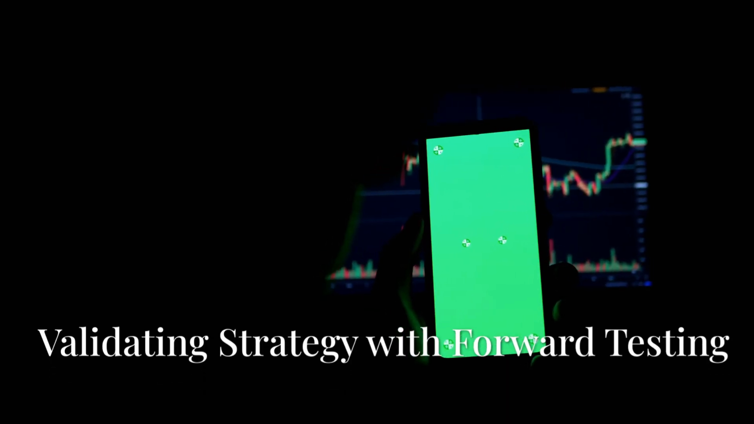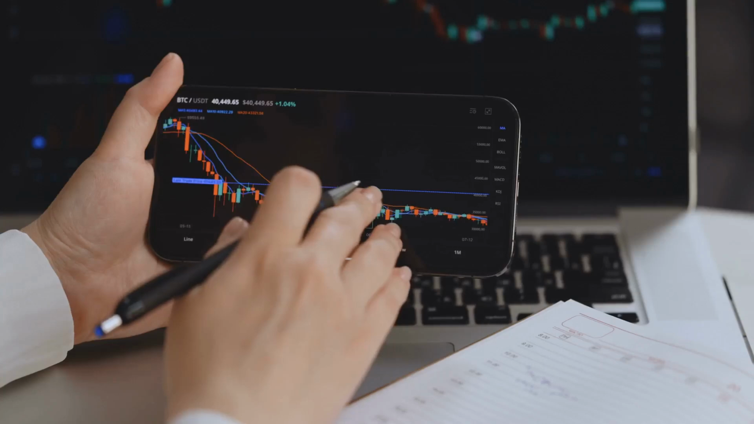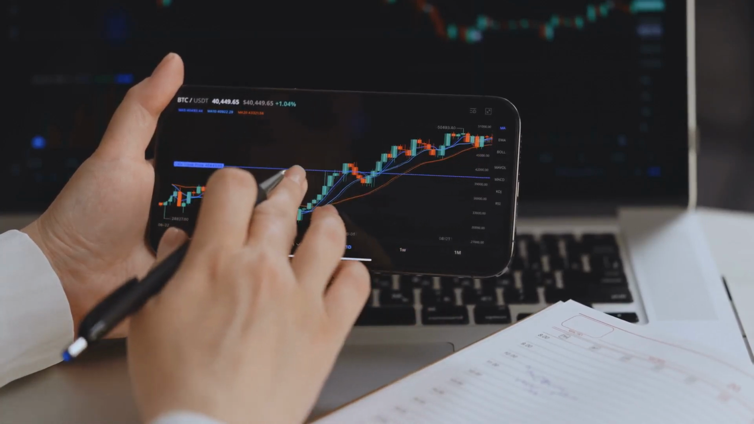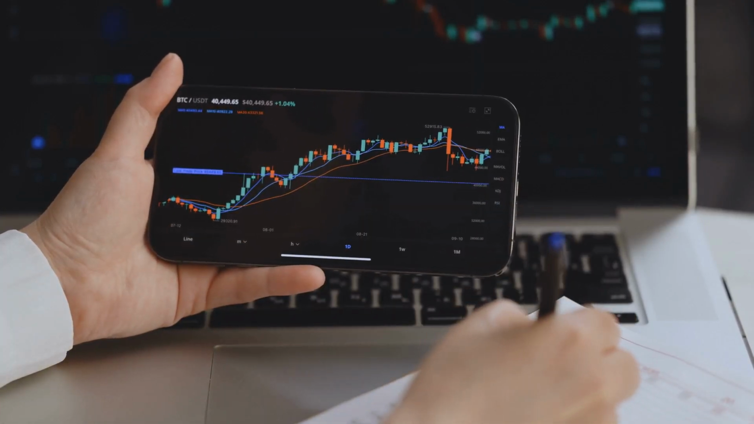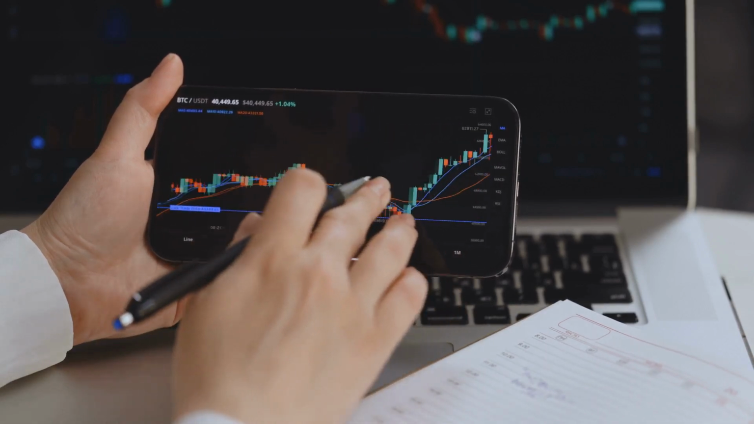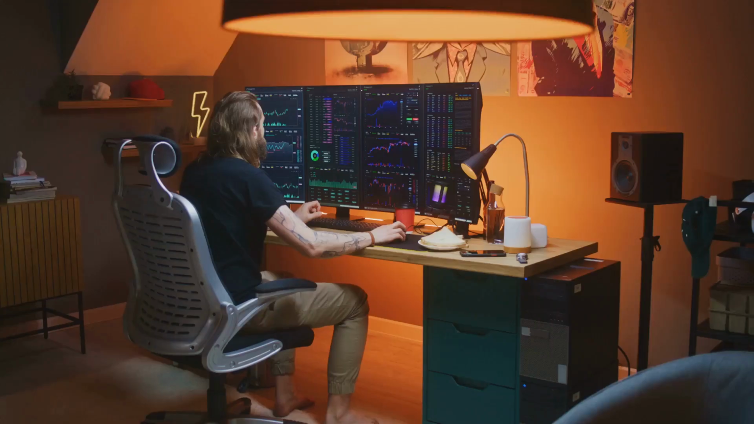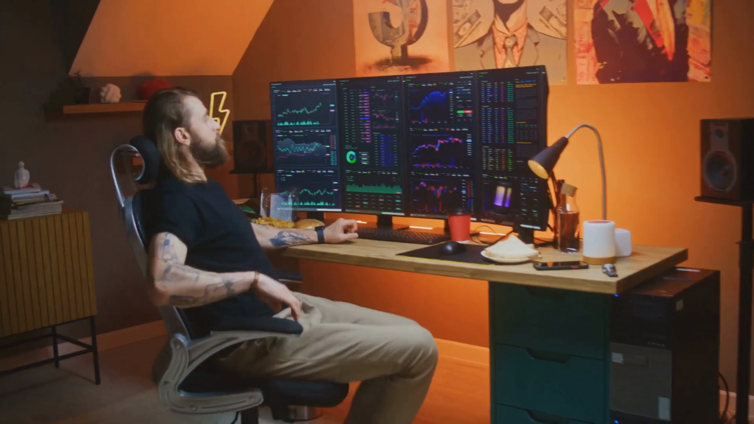Step 5 is to validate your strategy with forward testing. Forward testing means applying your strategy in real-time market conditions, either by using paper trading or by trading with small position sizes. This way, you're validating your strategy's effectiveness in a live environment.